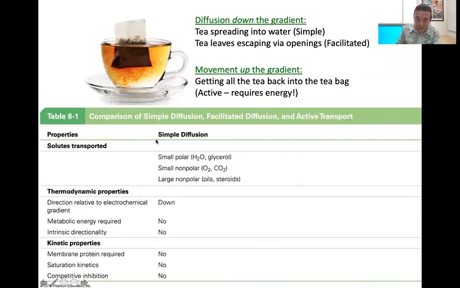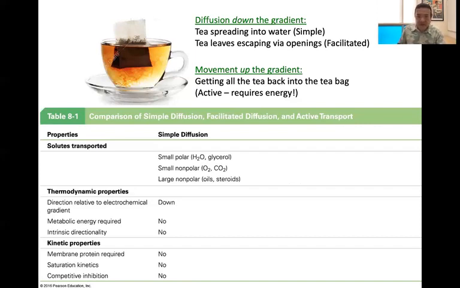So in the case of simple diffusion, some examples of solutes that are transported just by simply diffusing are small polar molecules like water and glycerol, small nonpolar molecules like gases such as oxygen and CO2, which simply diffuse across membranes, and large nonpolar molecules that tend to be hydrophobic, things like oils and steroids. So different types of lipids will move through a lipid bilayer very easily, because they have many of the same properties as the lipid bilayer itself.